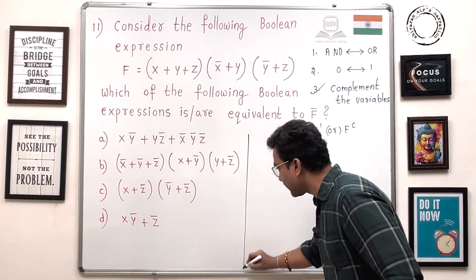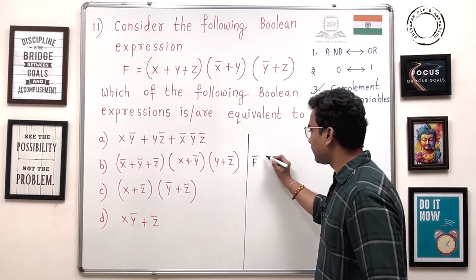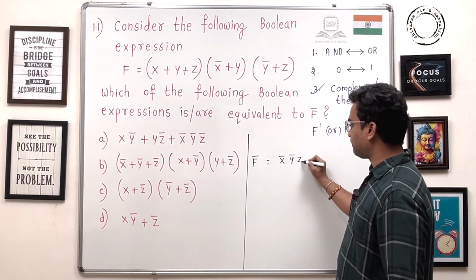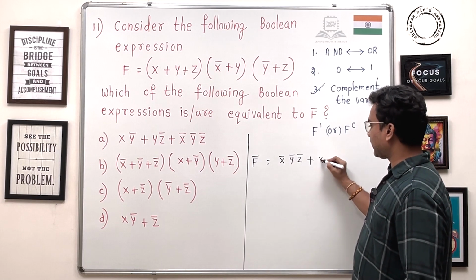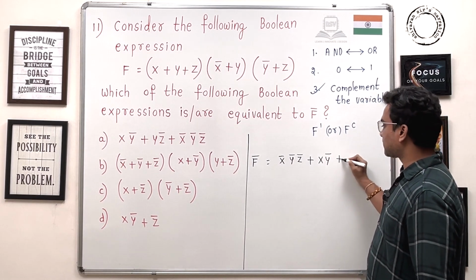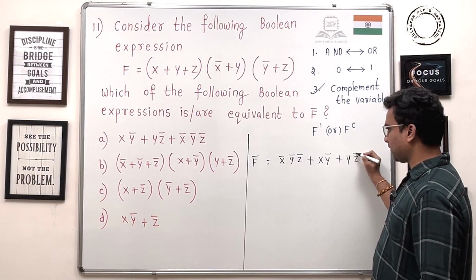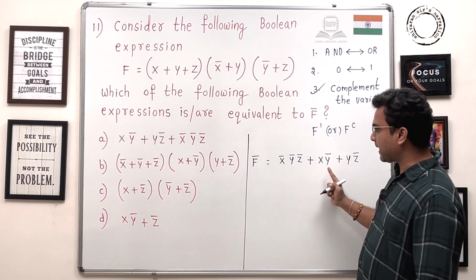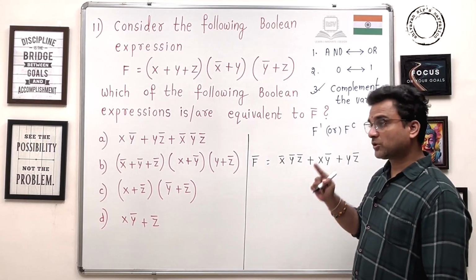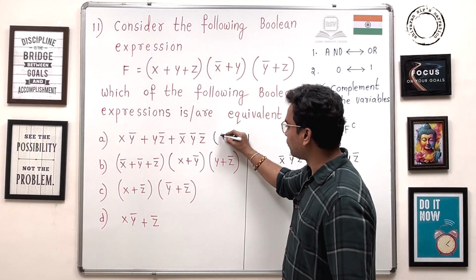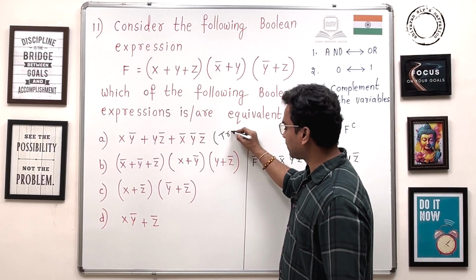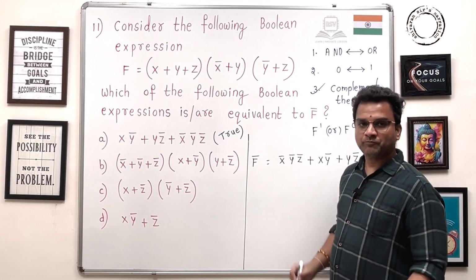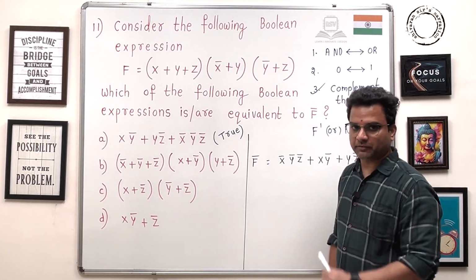Now let's take f bar, that is x bar y bar z bar plus x y bar plus y z bar. Isn't it guys? This one. So as it is matching with the first expression, this is true. The f's complement is this one only. Yeah, this is true.